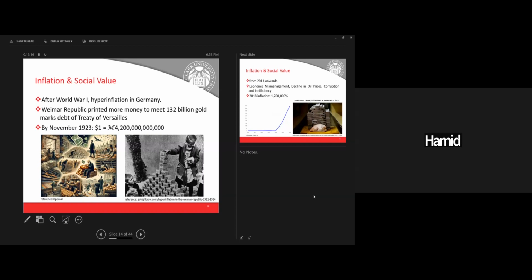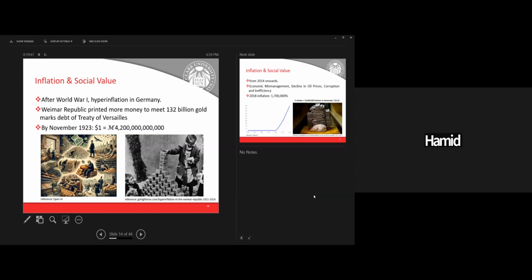For example, let's say you work from 8 to 5 p.m. They pay you, I just threw a number, 100 Deutsche Marks. That day, you know that with 100 Deutsche Marks, maybe you can get 1 pound of meat, maybe 2 loaves of bread. The next day, with the same money, you cannot even buy a loaf of bread because of too much inflation.